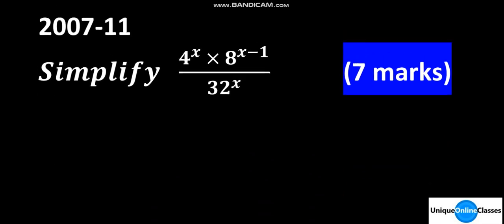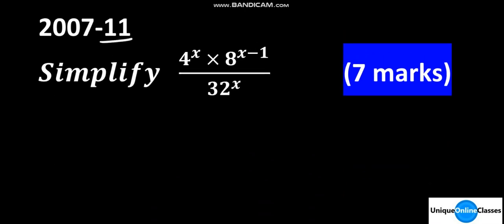2007, question number 11. It asks that we should simplify 4 to the power x times 8 to the power x minus 1, then divide by 32 to the power x, and it carries 7 marks.